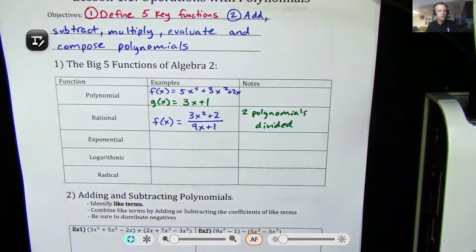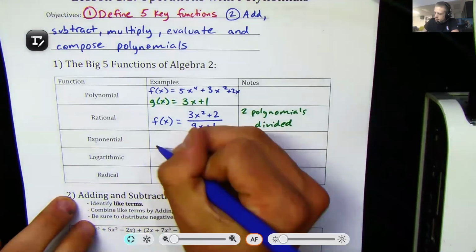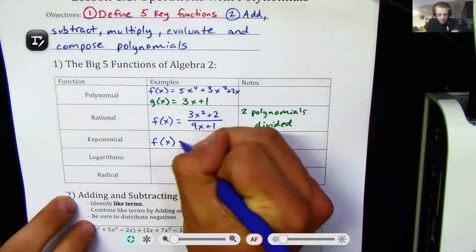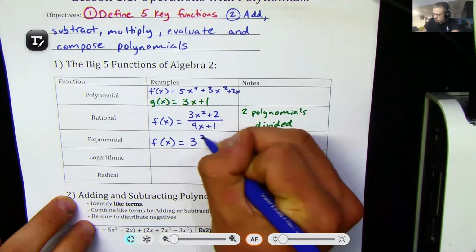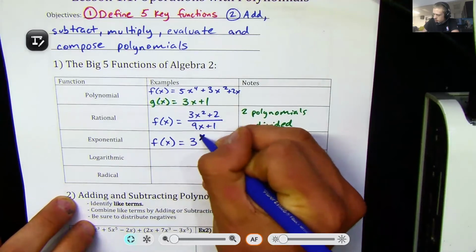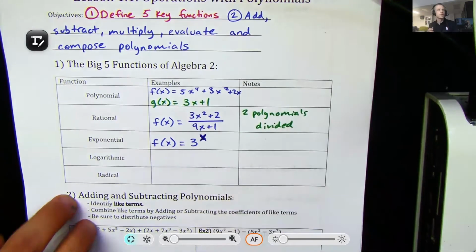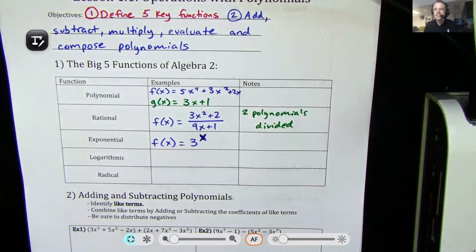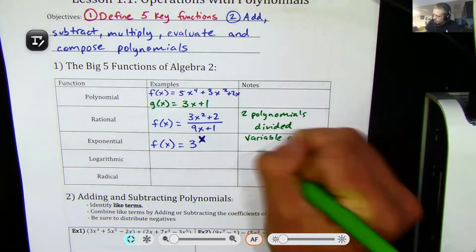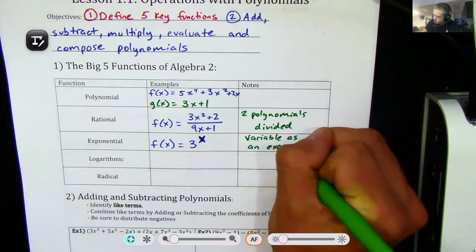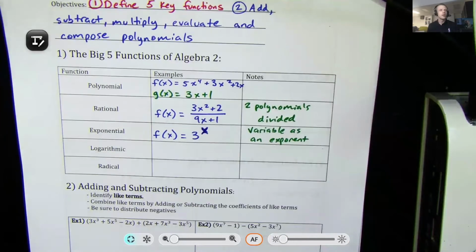Okay, so moving on to exponentials. Here's an example of an exponential function. F of x equals 3 to the x. Excuse how messy that is. So 3 to the x is a little bit different. That's different than 3x, right? Because 3 to the x has a variable as an exponent. Variable as an exponent. That's what makes these unique.